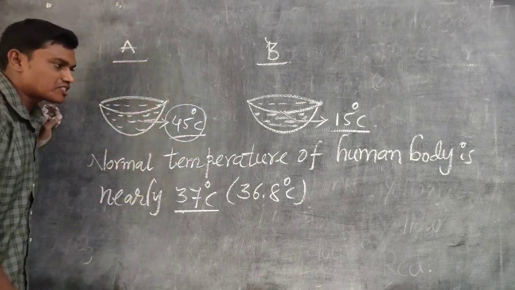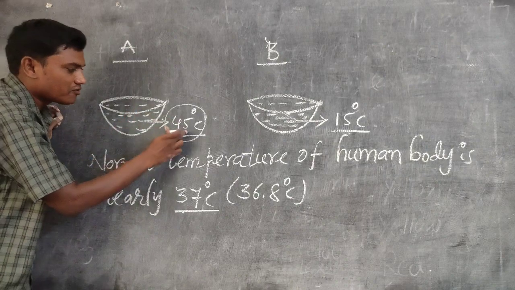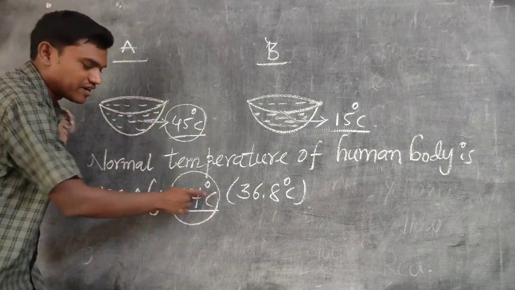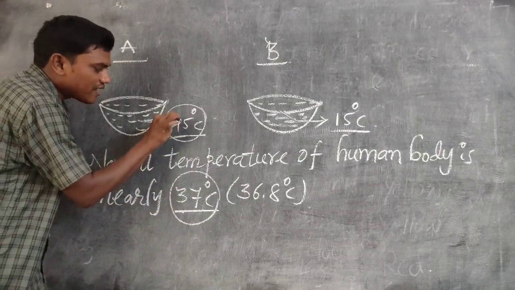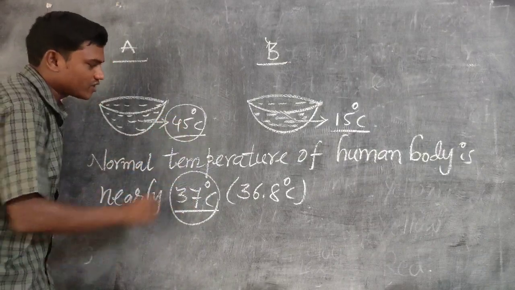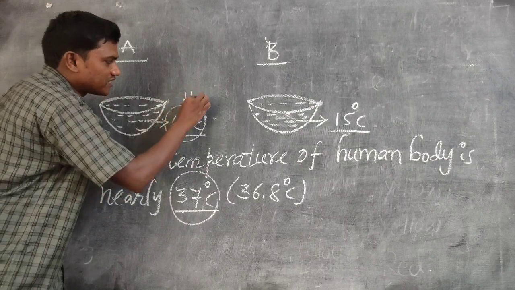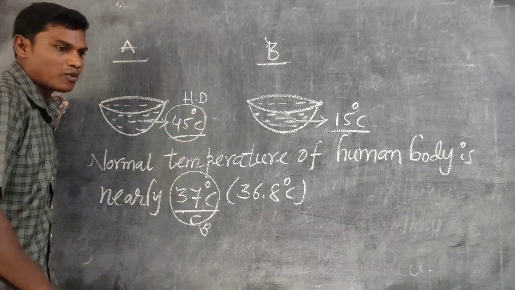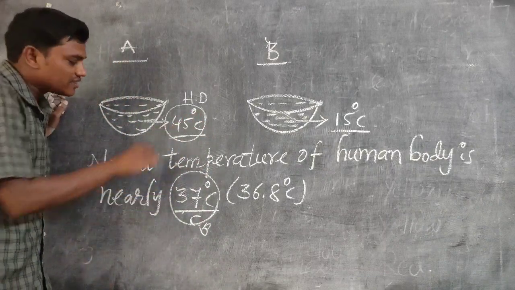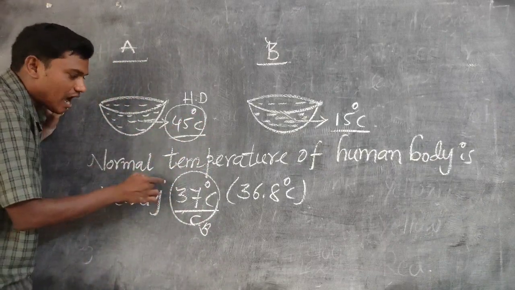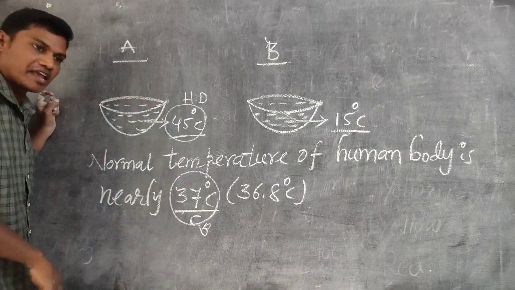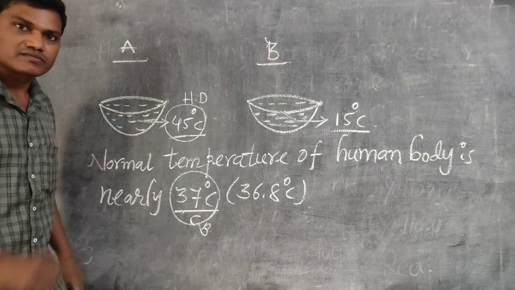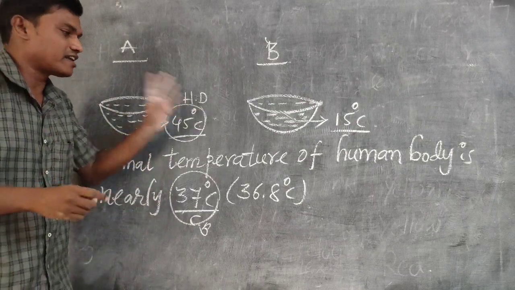So, what is the temperature of the water in bowl A? 45 degrees Celsius. And what is the temperature of the human body? 37 degrees Celsius. When we compare these two temperatures, 45 degrees Celsius represents the hot body and our human body represents the cold body among these two. That's why when we place our finger in bowl A, heat is transferred from the water to our body. That's why you feel hotness.